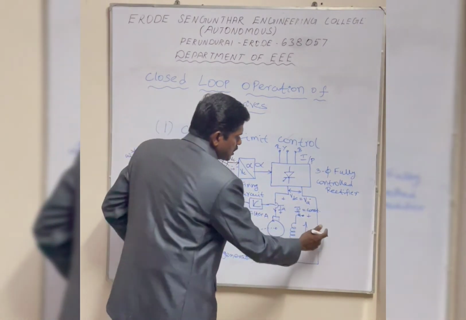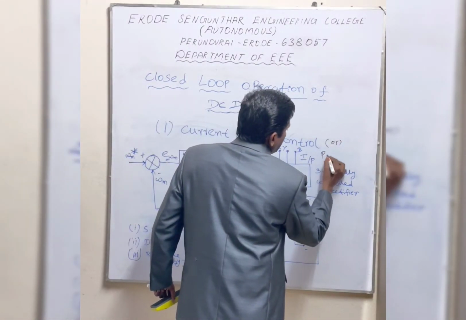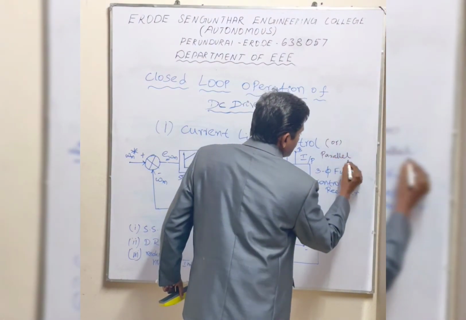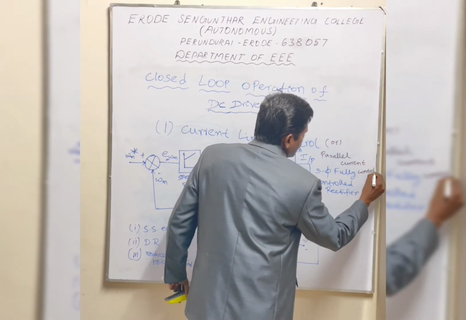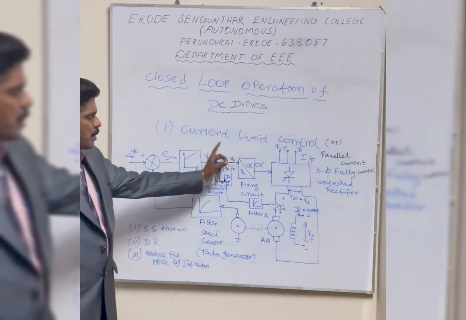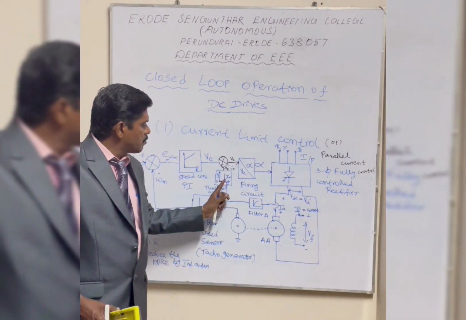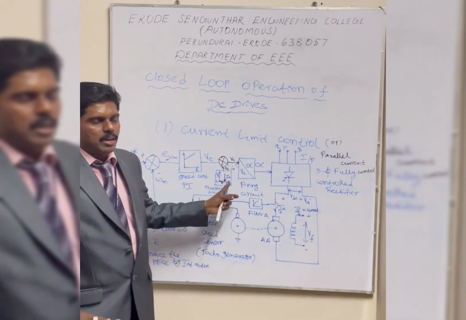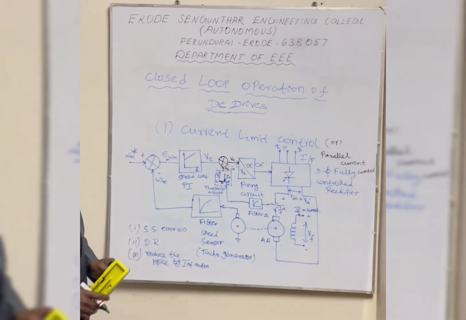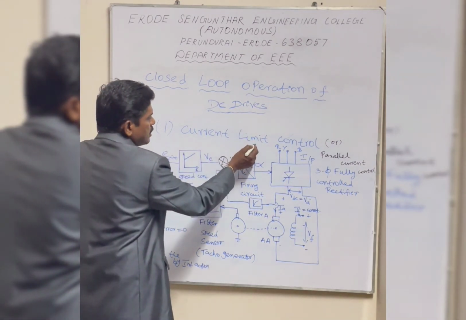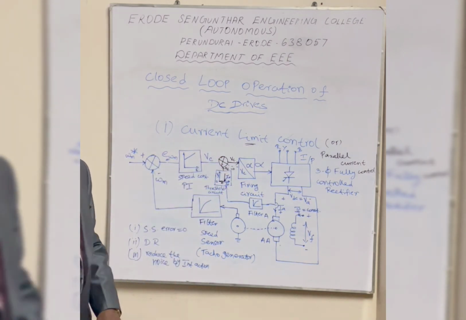Therefore, this current limit control is also called parallel current control. Because along with the speed loop, the current loop is also controlled in parallel whenever the current exceeds the maximum permissible value. At that time only, the current control takes care of the speed control of the motor. But this is called the current limit control. Here, the current is limited with respect to the maximum permissible value. That's why it is called a current limit control.